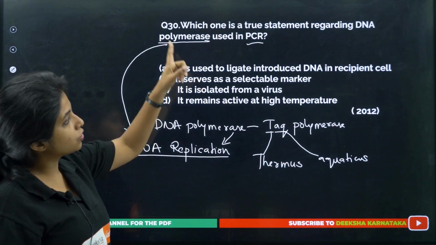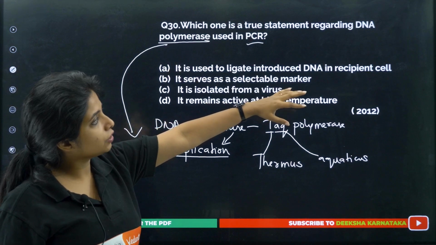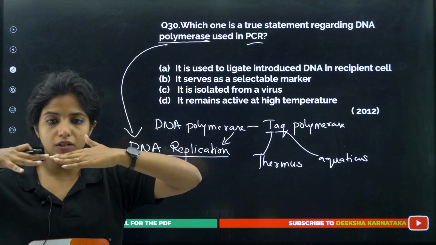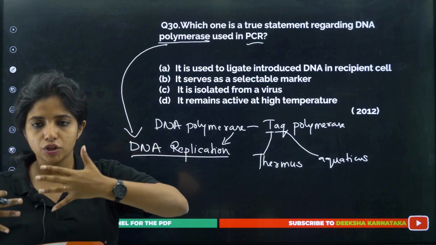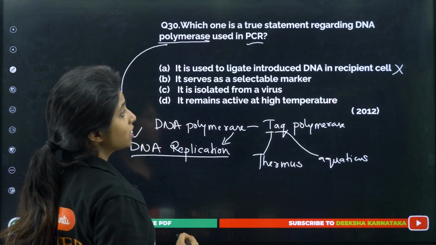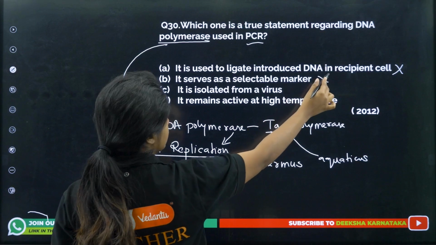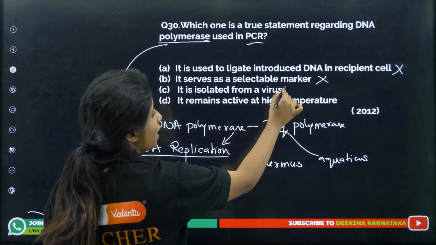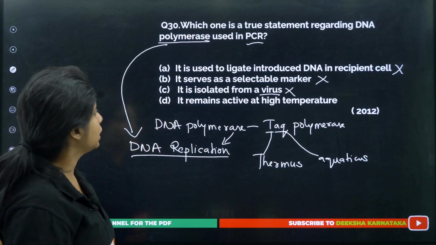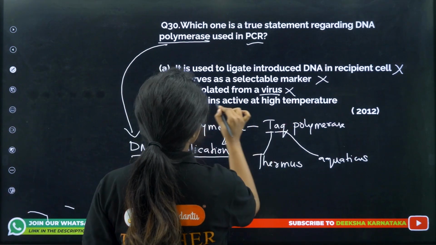Now, is it used to ligate introduced DNA? It is not used for ligating. Ligating means you want to fix the DNAs together. That is what you mean by ligation. For that you need DNA ligase, not this. It serves as a selectable marker? No, children, it has nothing to do with a selectable marker. It is isolated from a virus? No, it is isolated from a bacteria, Thermus aquaticus. Then you have: it remains active at high temperature. This is the answer.